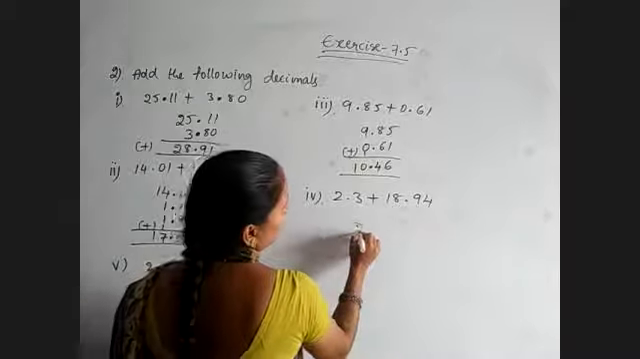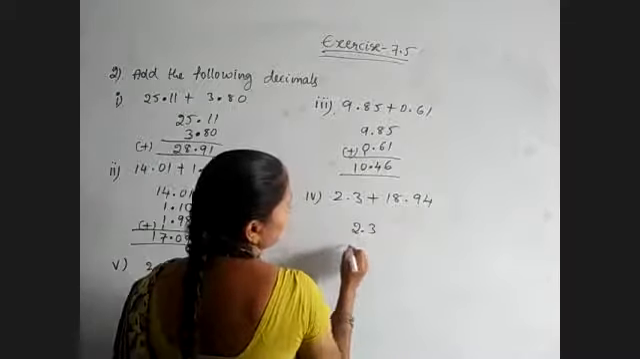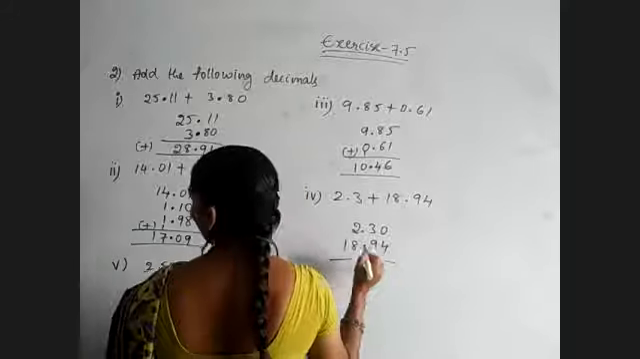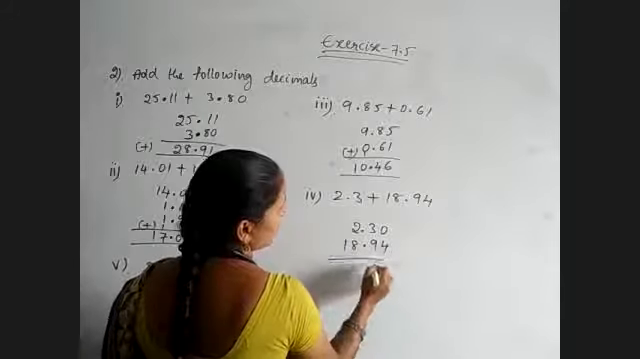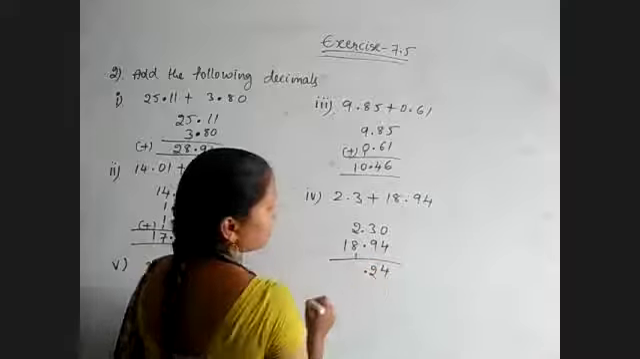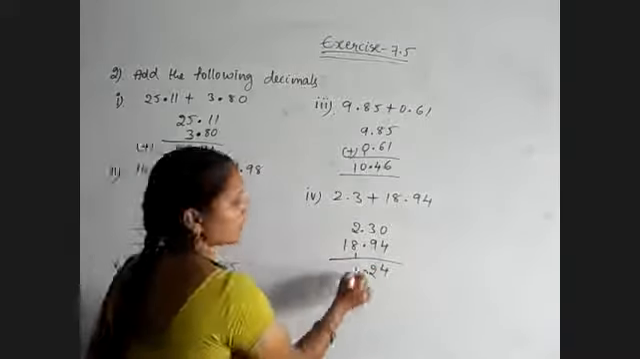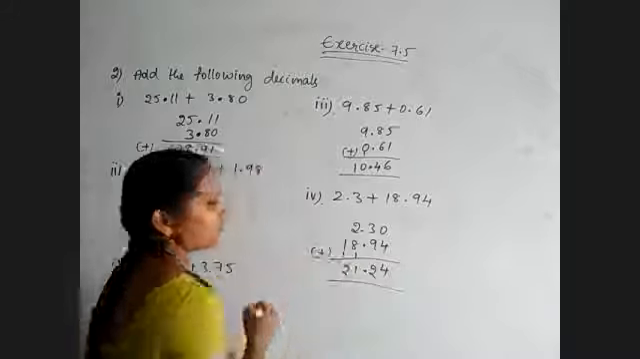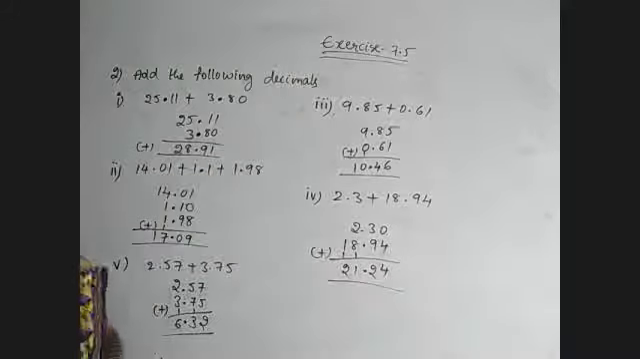And then 2.3 and 18.94. So here keep 0. What will we get? 4, 9 plus 3 is 12, and the point will come here and 1 will be carried. So 8 plus 3 is 11, and 2 is 21.24. So this is about the second problem.